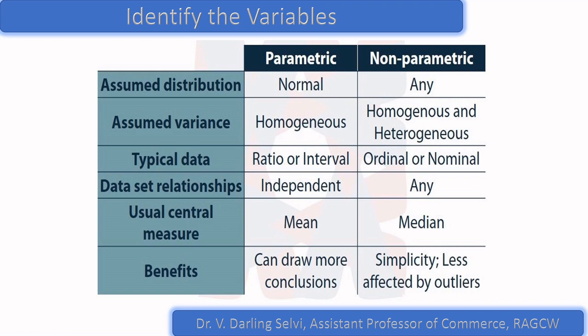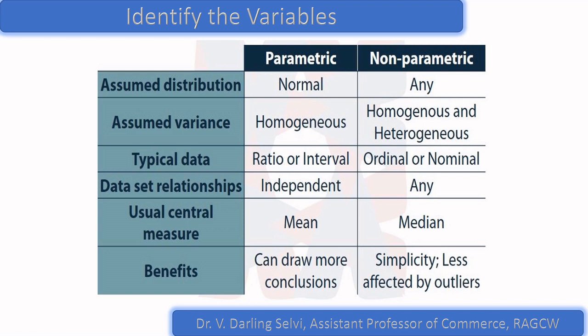Again, one more classification. We can classify the variables into parametric and non-parametric. So under assumed distribution, parametric, it's normal; non-parametric, anything and everything can be covered under this area. Then assumed variance, homogeneous and heterogeneous, both can be considered here. And then typical data: ratio or interval, ordinal or nominal.